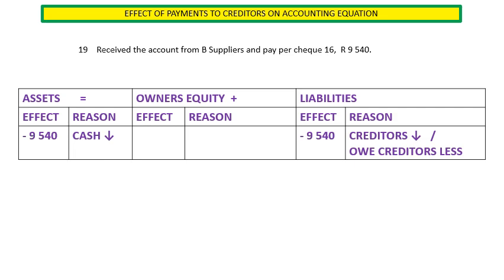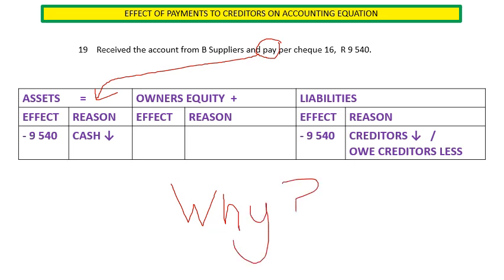Last thing that you have to learn today is the effect of payments to creditors on the accounting equation. If we pay per check, we are spending money. Spending money comes from the bank. Bank is an asset, so under assets, minus, and my reason will be cash decrease. Why is your second question? Why are we spending? We are paying the creditor. A creditor is a liability, remember? And if you pay the creditor, it will be a minus, and your reason will be either creditors decrease or you owe creditors less. So this is the explanation of payments to creditors.